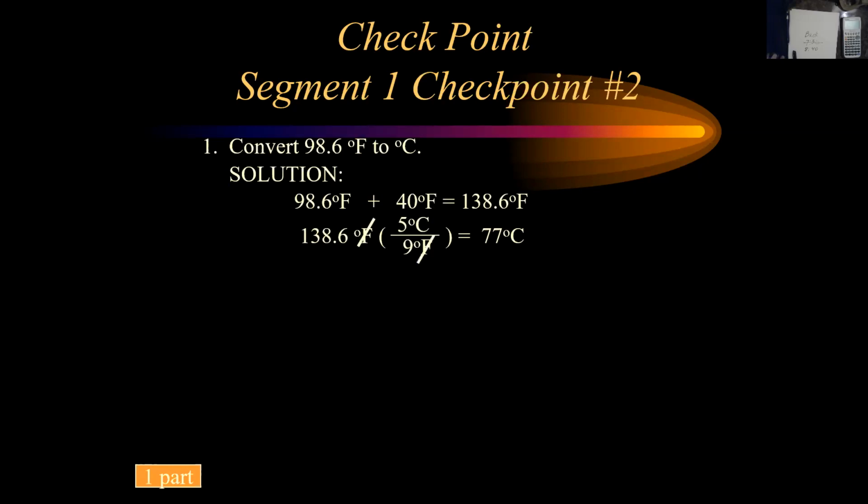The third step is to now subtract, or add minus 40 to that value, and I get 37. So you see, by adding 40, doing the conversion to the other temperature scale, and subtracting 40, I get the temperature. That's easy to remember.